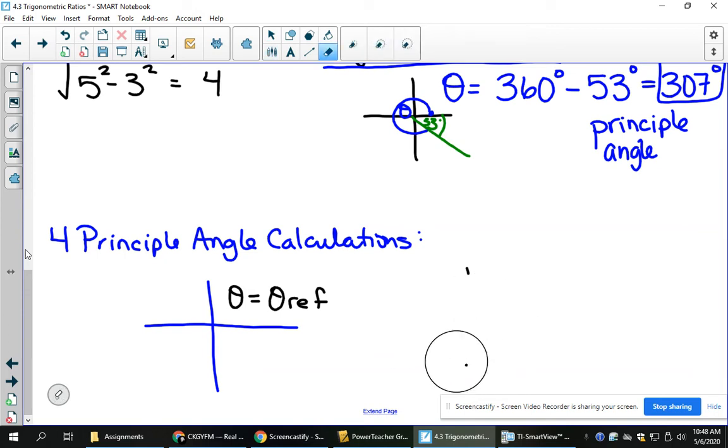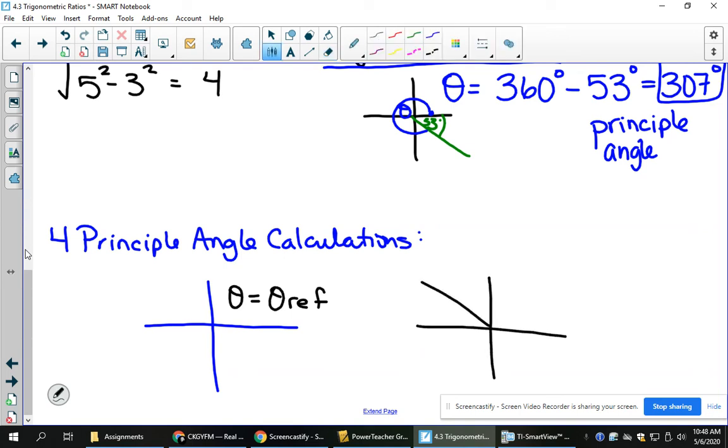Let me try quadrant 2. Boom. To the nearest x-axis is my reference angle. From the terminal arm back to this positive x-axis is the theta I want. The calculation in quadrant 2 is to take half a circle, 180 degrees, and subtract the reference angle to give you the angle in standard position.